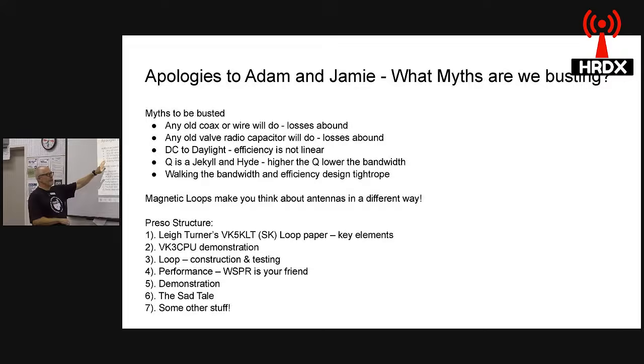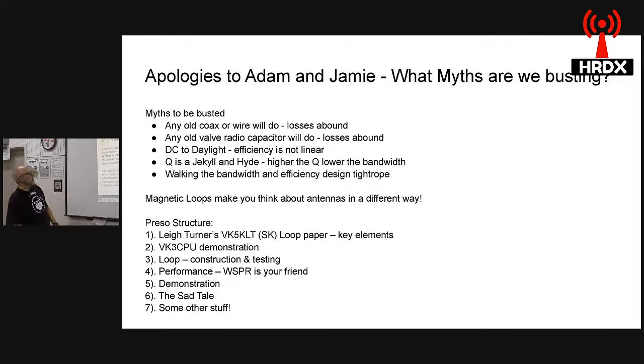A little bit about Jekyll and Hyde, and I hope you'll get a bit of a feel as to why it's the Jekyll and Hyde. And when you design a loop, you are always walking that bandwidth and efficiency tightrope, and I hope I can demonstrate why. A bit about what we're about to go through as well.